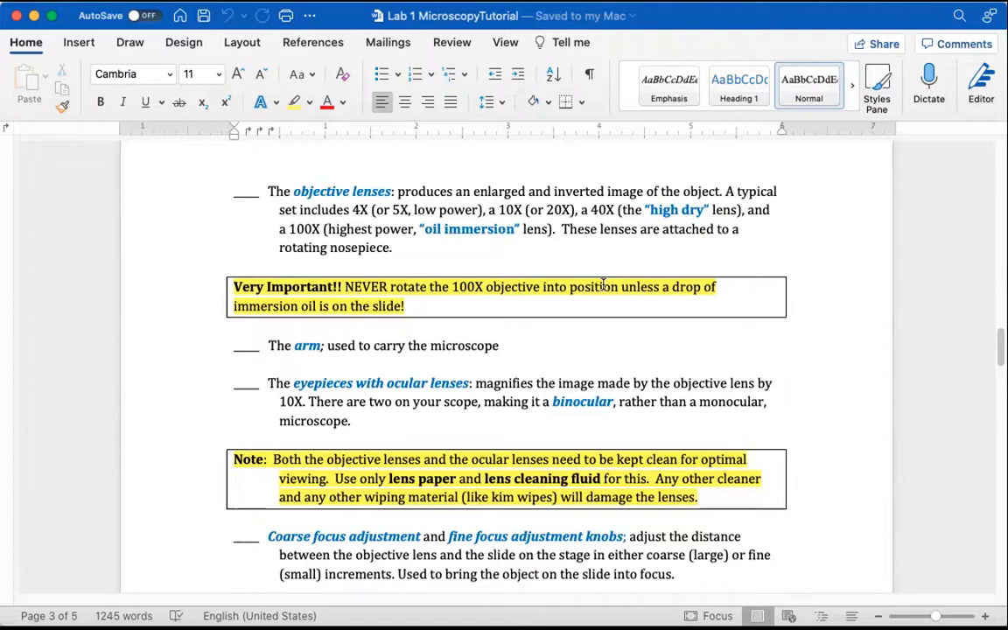Modern compound light microscopes have high power oil immersion lenses on them. These lenses magnify 100 times and they are designed to be used with oil. In other words, the lens has to be sitting in a drop of oil on top of the slide in order for you to see appropriately. These lenses are designed so that if there's oil on the slide, the lens will slide into place without any problems. If there is no oil on the slide and you slide that lens in place, you'll scratch it because it comes in right on top of the glass slide. So we always, always make sure there's oil before we rotate that lens into place.